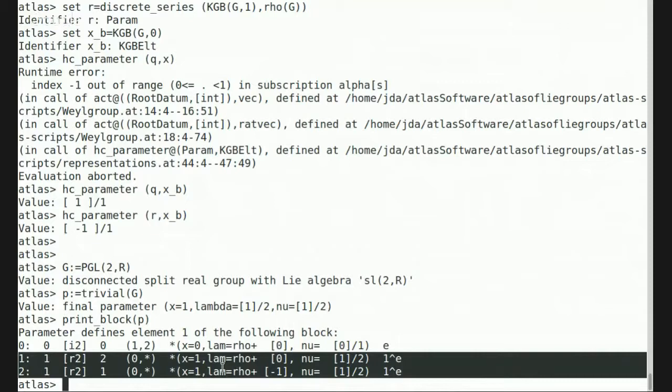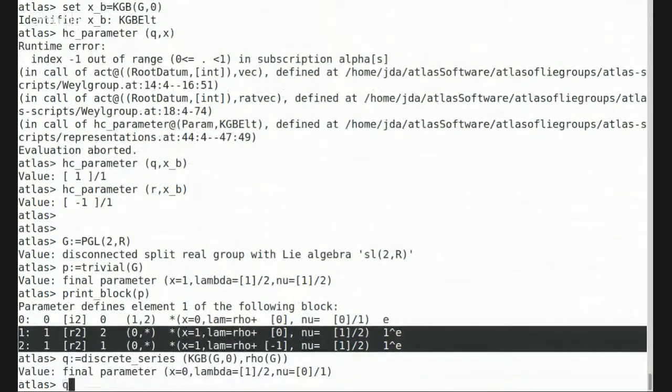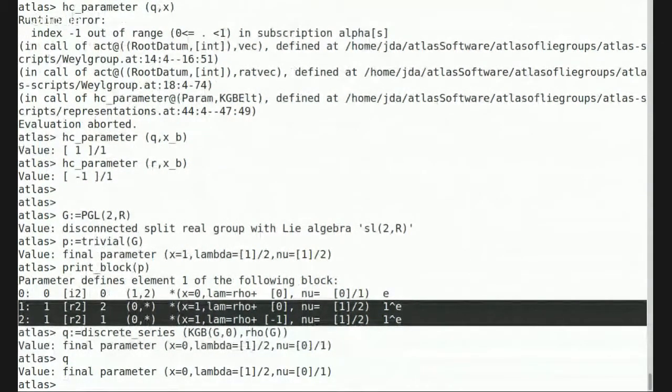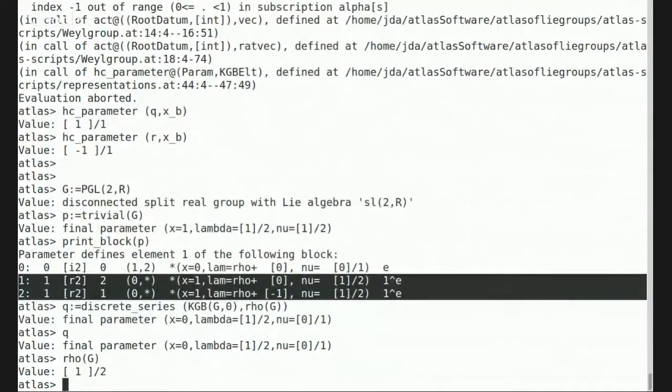So why is there only one discrete series here? Let's take Q to be the discrete series of KGB G0 at rho of G. What is Q? There it is. Incidentally, rho of G in these coordinates is 1/2. Something to keep in mind.